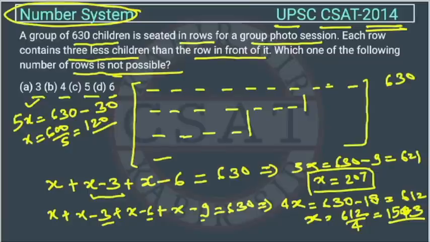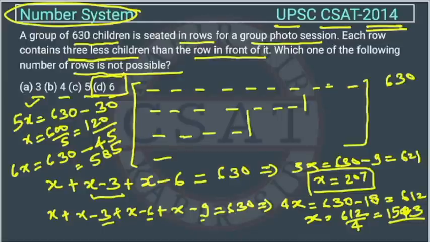So the answer will be option D, because all three are possible. So we can directly mark option D. If you want, you can check. So this will be 6x equal to 630, right? We have reached till minus 30. Next will be minus 12, then minus 15. So in minus 15, we will add to 30, so this will become 45, right? So this will be 585. So 585 is not divisible by 6, right?